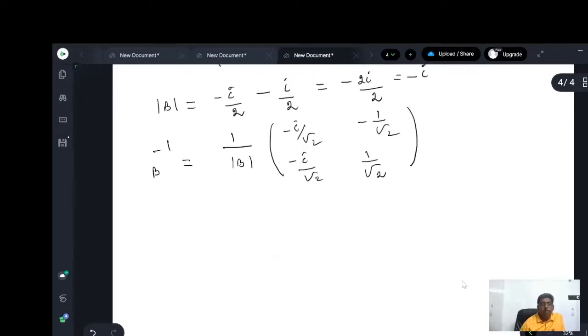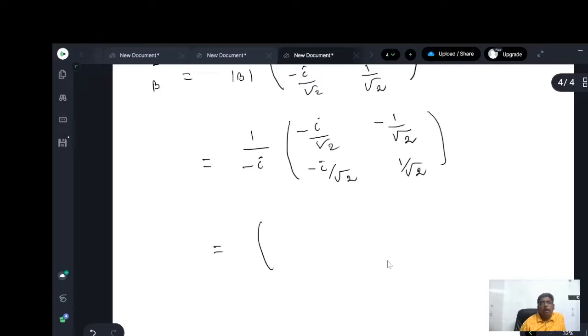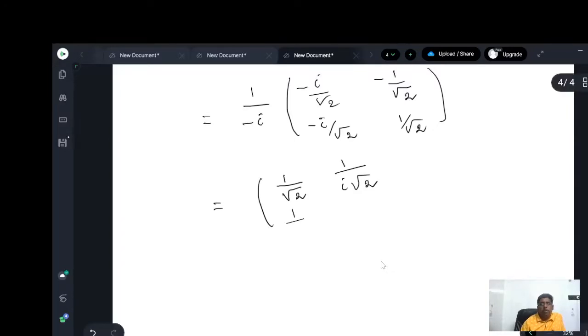Then 1 by modulus of B, which is equal to 1 by minus i, into minus i by root 2, is minus 1 by root 2, minus i by root 2, 1 by root 2, minus i by root 2, 1 by root 2. Now this is 1 by root 2, first element is 1 by i into root 2, then this is 1 by root 2, then this is 1 by minus i into root 2.